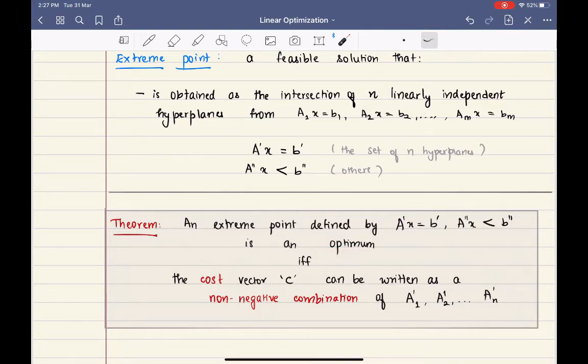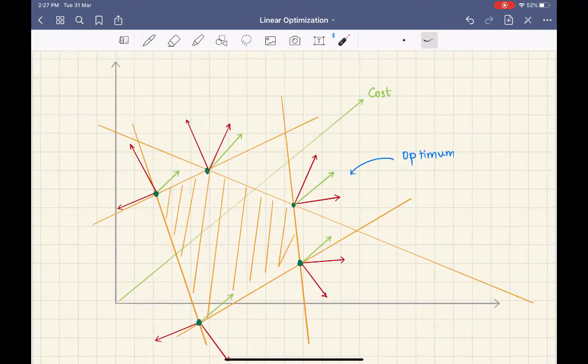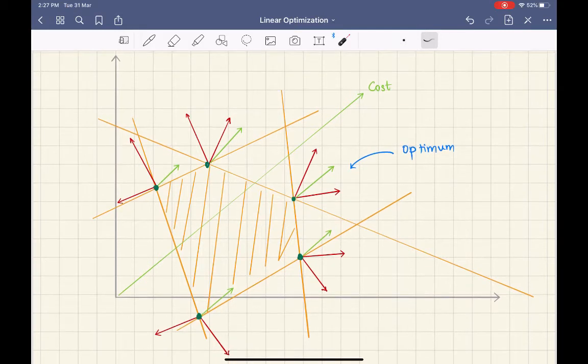Okay, let's picturize this in 2 dimensions. So this is a picture. I'll guide you through it. For a start, assume this is x1 and x2.